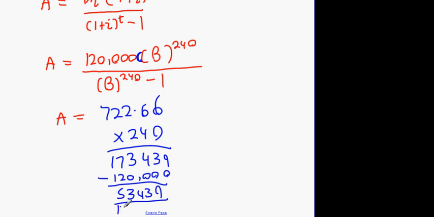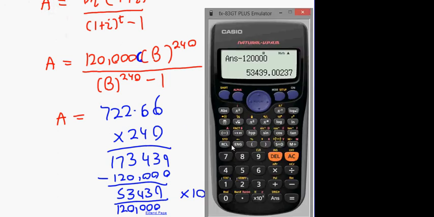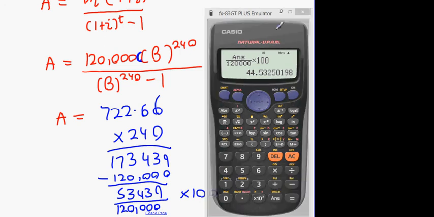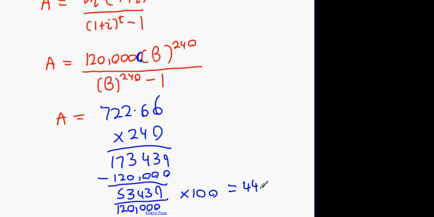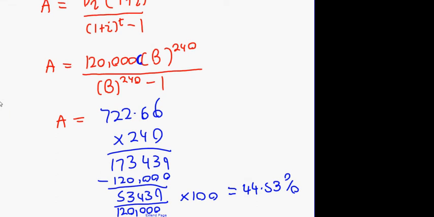This 53,439 gets divided by the original loan and multiplied by 100 to turn it into a percentage. So we're going to divide our answer by 120,000. Multiply by 100 over 1, or just 100. And our percentage there will be 44.53%. Okay, moving on to the next one.